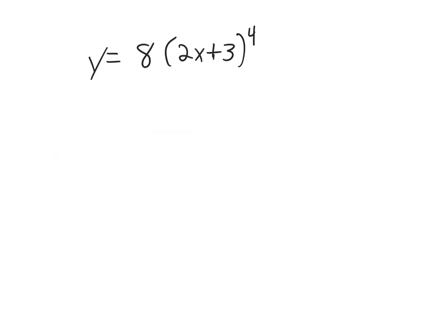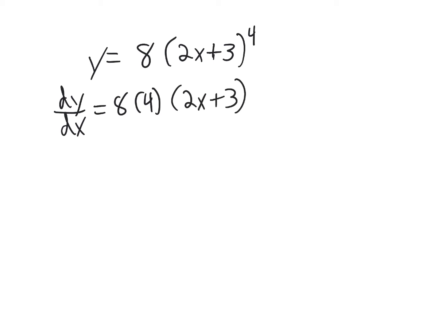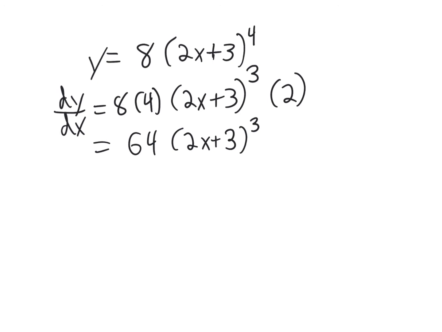Here we have an example where we're going to be using the chain rule. So we have 8, bring the exponent down, rewrite the inside, subtract 1 from the exponent, times the derivative of the inside. And then simplify, we get 64, 2x plus 3 cubed.